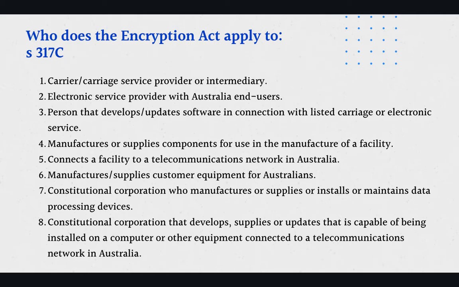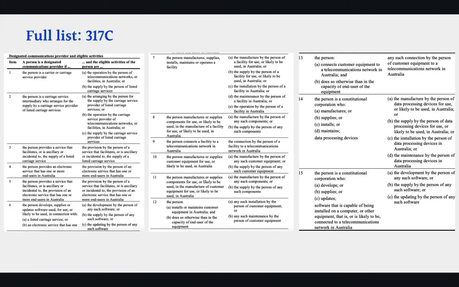It is important to know whether your company falls under the Encryption Act. Section 317C sets out a user-friendly table of 15 categories that are designated communication providers and explains what the eligible activities of those providers are. This is the catch-all definition which applies to a wide range of participants in the global communication supply chain that supplies communication services or products that are used or likely to be used in Australia. We strongly recommend that you take a second on this slide to see whether this Act covers you and your business.